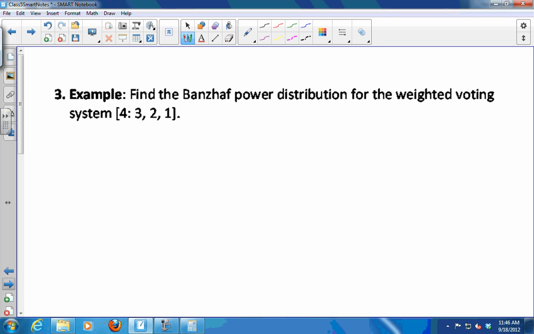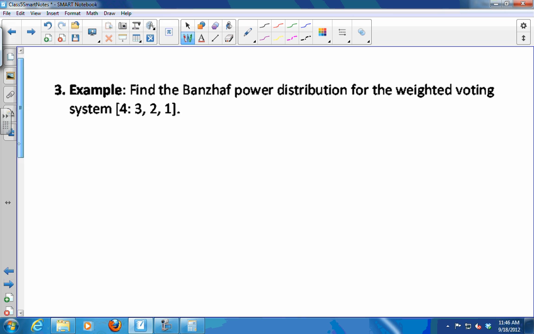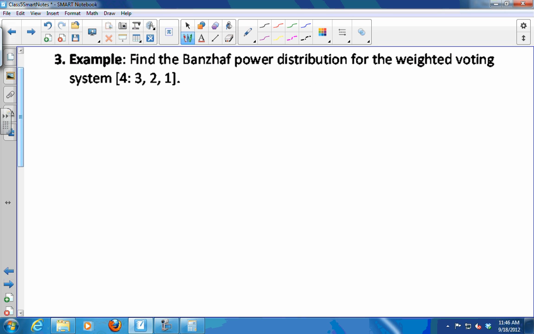Okay, so we want to find the Banzhaf power distribution for this weighted voting system. Quota is 4, the voting weights are 3, 2, and 1. So we'll call this player A, player B, and player C. So I need to list all the winning coalitions. So who can team up and get the quota of 4? A and B, A and C, and all 3, A, B, and C. B and C only have 3, so they don't have enough.